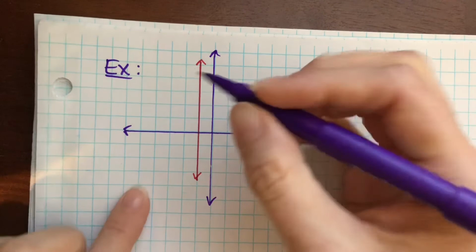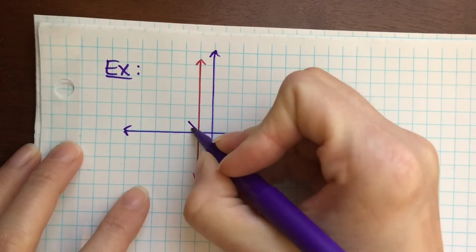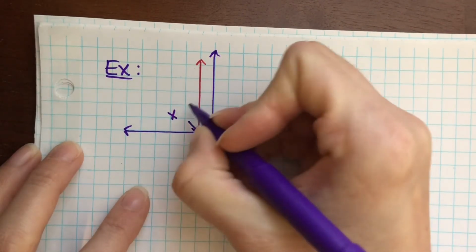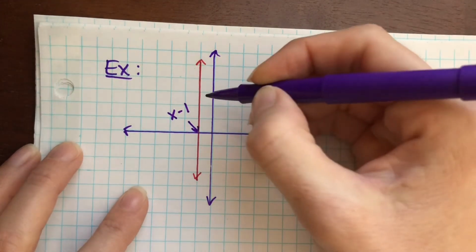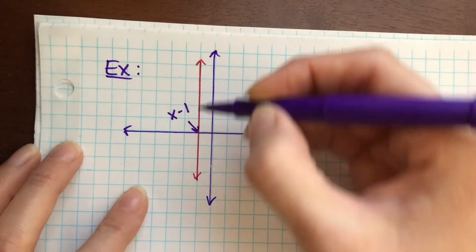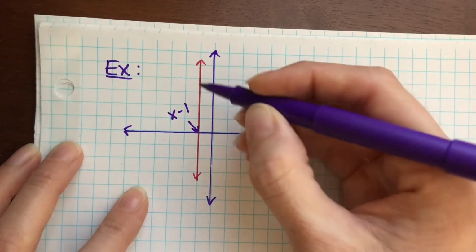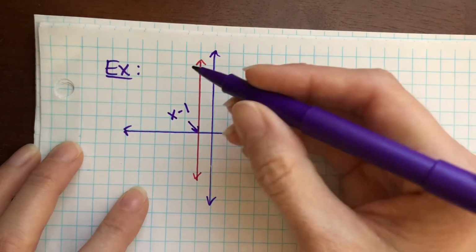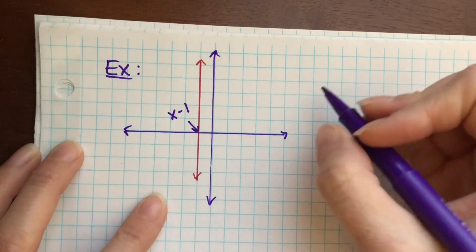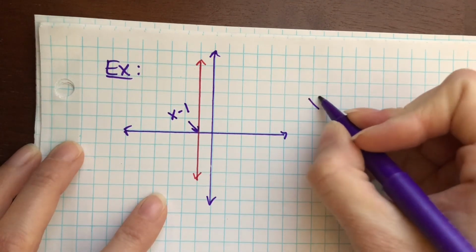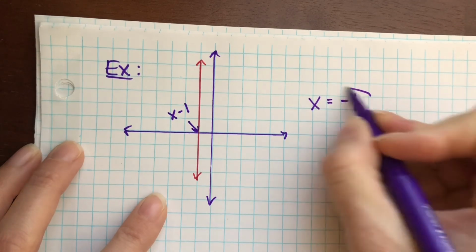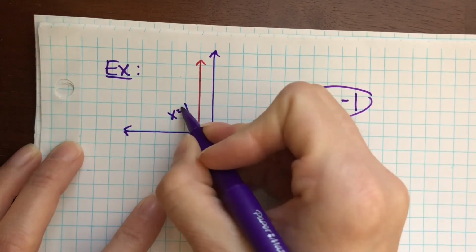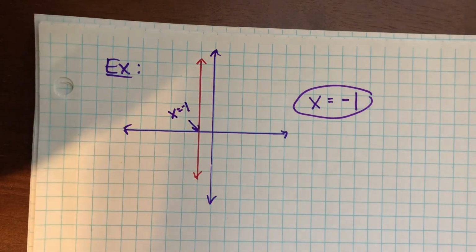But if you look at this, it is crossing the x-axis at -1. In fact, no matter where you go, x is always -1, no matter what y is. So for this problem, our equation is going to be x is equal to -1. And that's it. That's all that is.